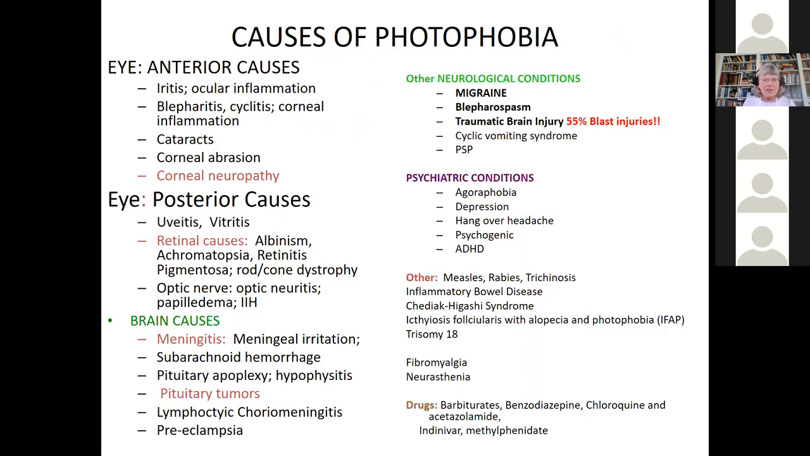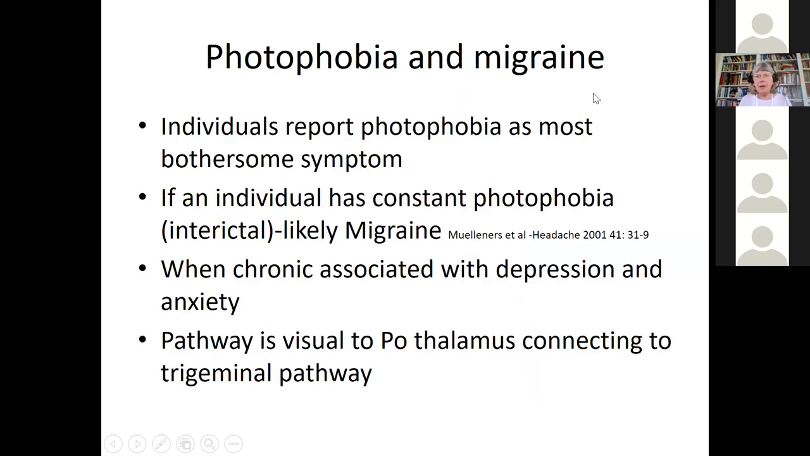Don't forget that there are many causes of photophobia, and many of these are neurologic, like meningitis, pituitary tumors. The most common ones are usually migraine, however, and post-traumatic headaches. So individuals often report photophobia as the most bothersome symptom in migraine. In fact, many of the migraine trials now ask for what is your most bothersome symptom to treat, and photophobia is right up there. If an individual has constant photophobia and you've ruled out other things, it is most likely migraine. And if you see continuous photophobia, always think about depression and anxiety, because those things do come together. And the pathway for photophobia is in the posterior thalamus connecting to the trigeminal pathway.